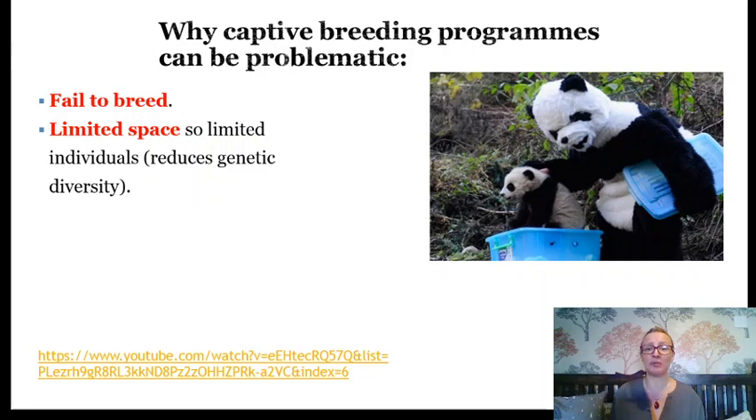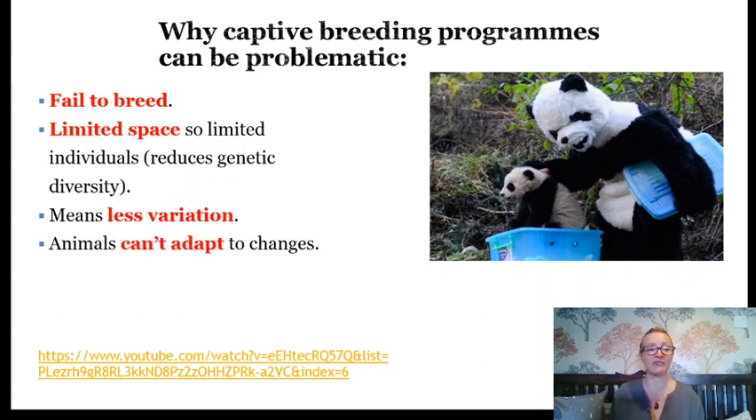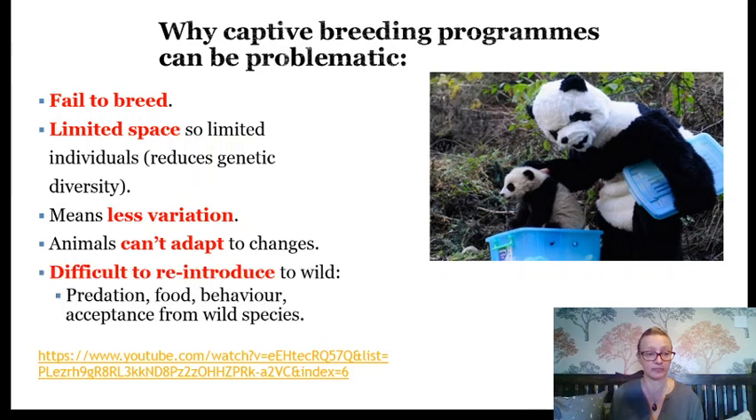Sometimes they fail to breed, sometimes there's not enough space, so you've got limited genetic diversity there, which means you've got less variation, and those organisms won't have the alleles in their gene pool to be able to overcome new selection pressures. And difficulty reintroducing them to the wild. It might be that they don't know how to behave properly, they don't know how to evade predators. They might not be accepted by wild populations.